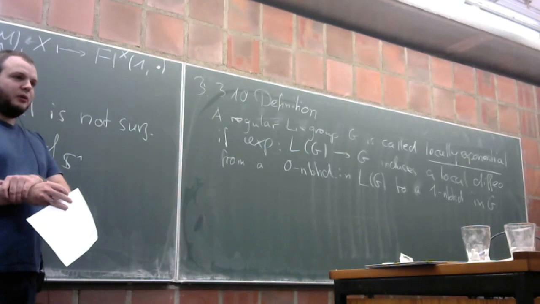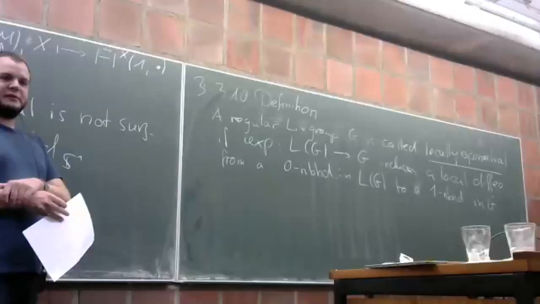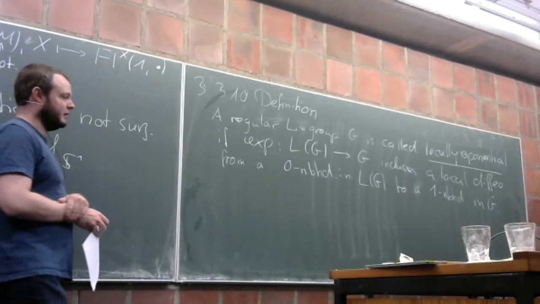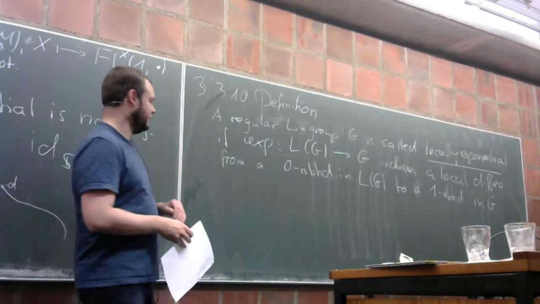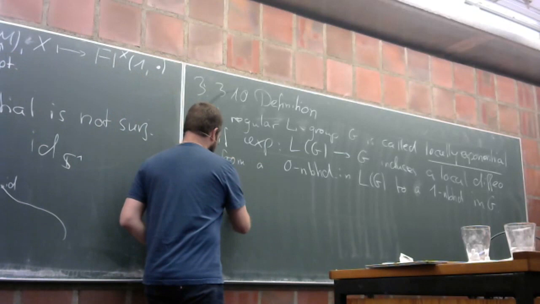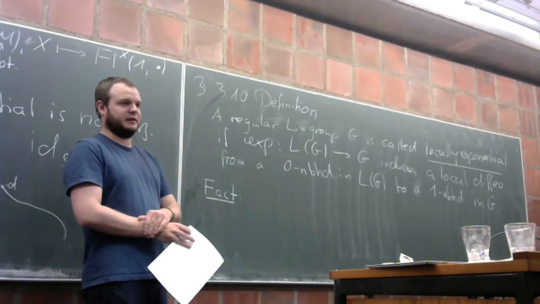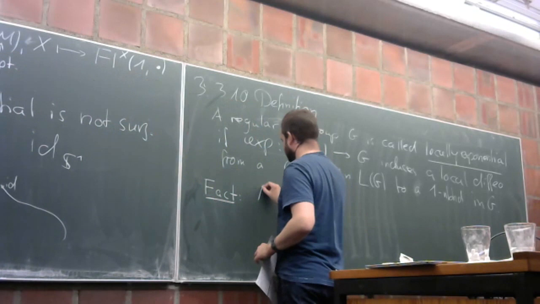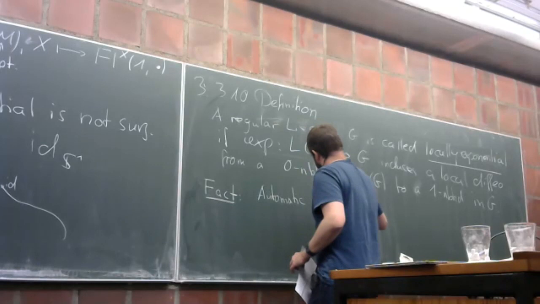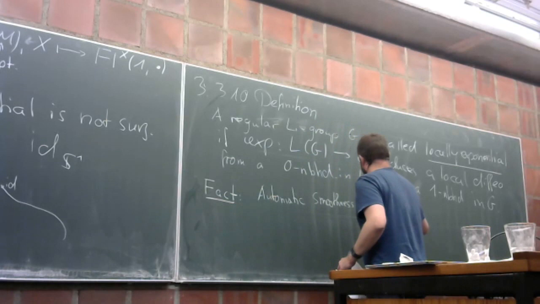We're almost at the closing of the chapter. I won't go into the nice properties, but let me give you some flavor of what you can prove for these locally exponential Lie groups. For a proof, there's this beautiful survey paper by Karl-Hermann Neeb, called "Towards a Theory of Locally Convex Lie Groups." What you can prove is the so-called automatic smoothness theorem. And this goes as follows.